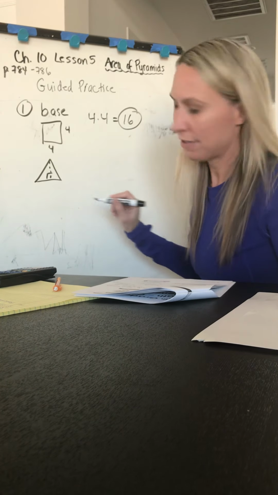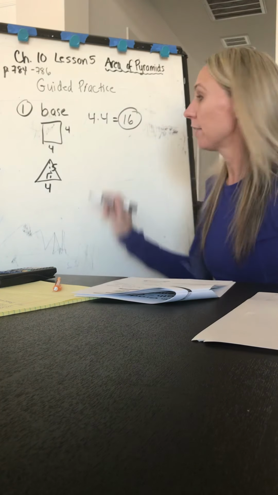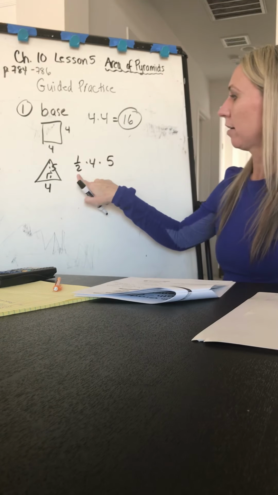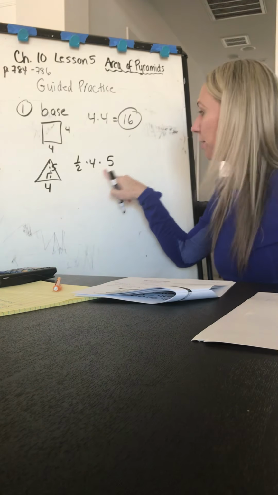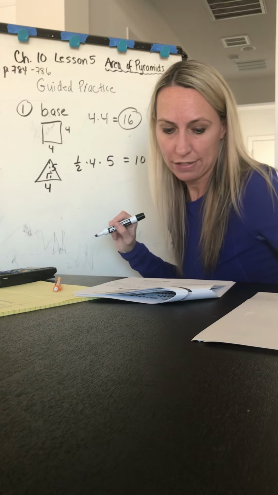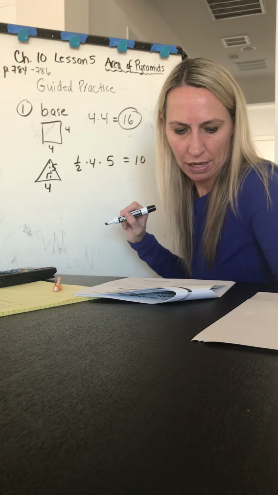And this is 4, and the height of the triangle is 5. So the formula for a triangle is 1/2 base times height. 1/2 of 4 is 2. 2 times 5 is 10. And there's going to be, let's see, 4 of those.